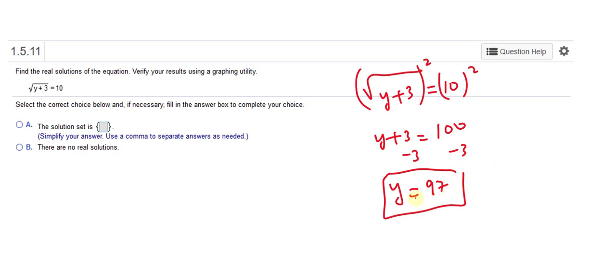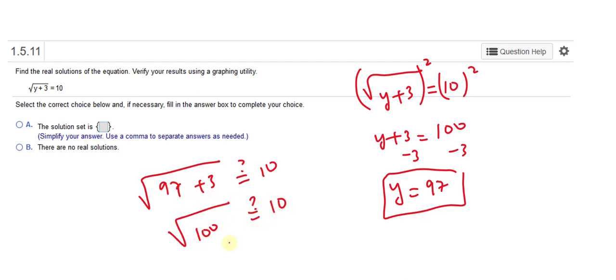Now make sure you check the answer. Anytime you solve an equation with a radical by squaring both sides, we may create some extraneous solutions. So we have to check the answer every time we solve a radical equation. Let's check the answer. y now is 97, so 97 plus 3, does that equal 10? Let's check. 97 plus 3 is 100, and the square root of 100 equals 10. So that is correct. So this is the correct answer.